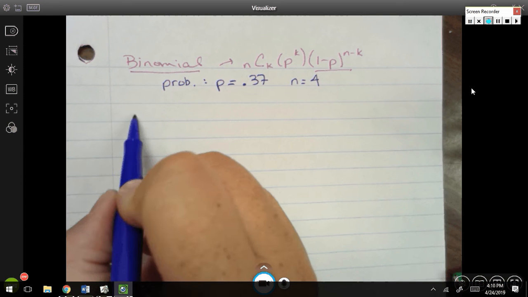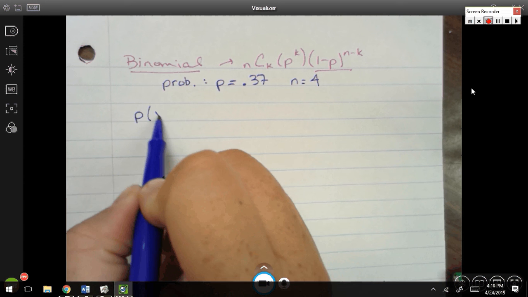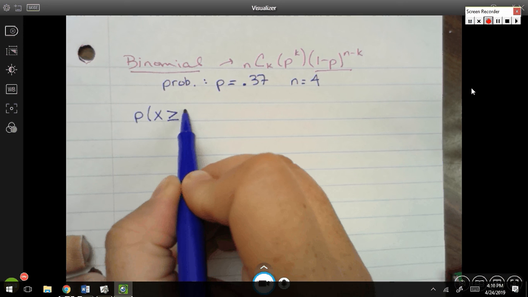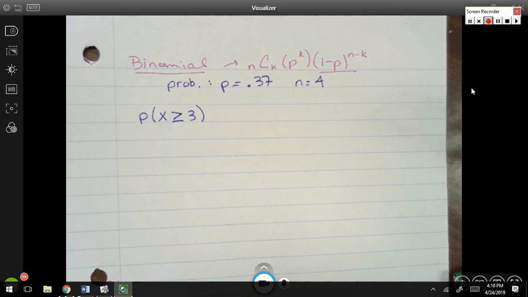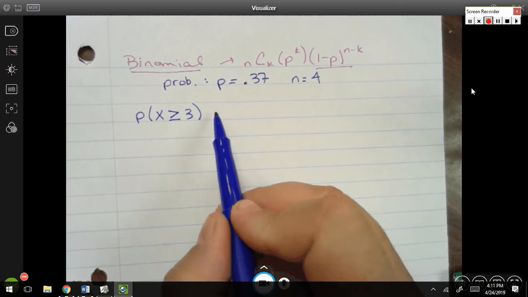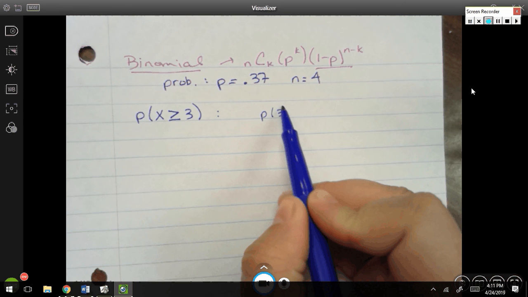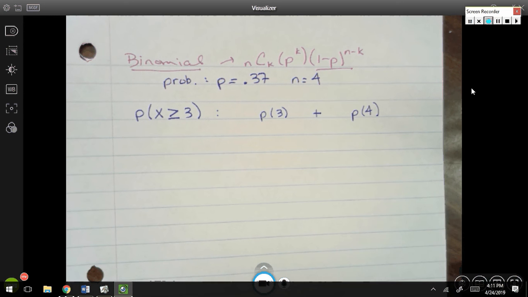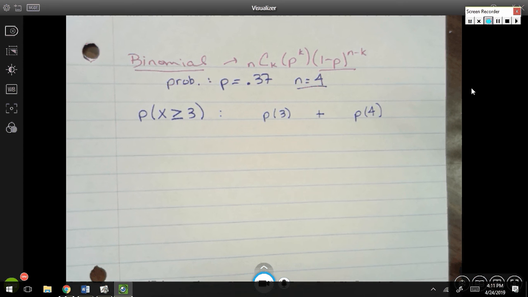And I want to know what's the probability that x is greater than or equal to 3. Okay. What that means is I'm looking for, I need to do the probability of 3, and I need to do the probability of 4, and I need to add these two probabilities together, because greater than or equal to 3 would be 3 or 4. Now I'm only going up to 4, right? I could set up a whole distribution for this, but it's not asking me. It's only asking me the probability that x is greater than or equal to 3.